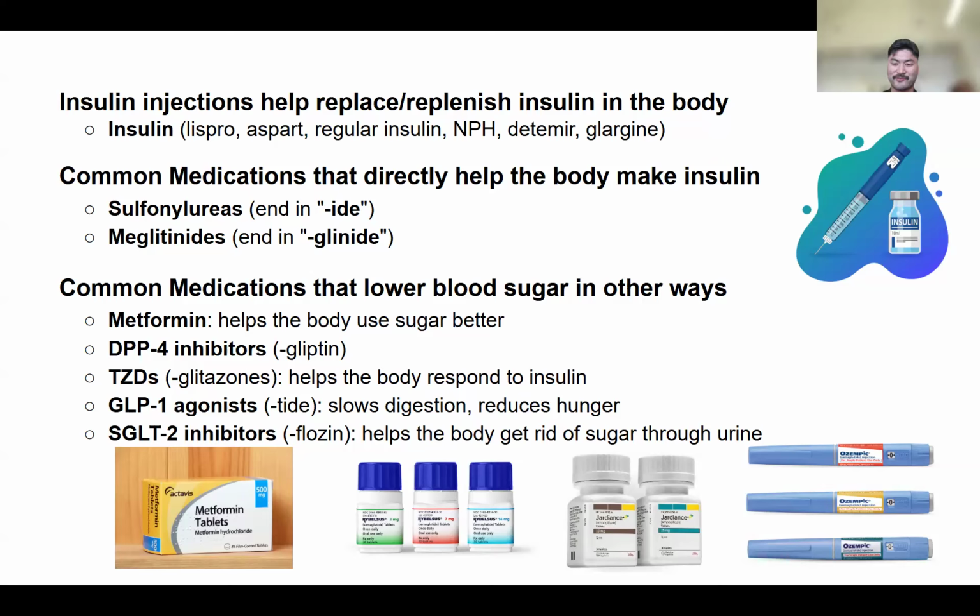It's a really big word. I'm trying to say it as best as I can. Thiazolidinones, I believe, but they end with glitazones. So something like pioglitazone. These medications help the body respond to insulin.